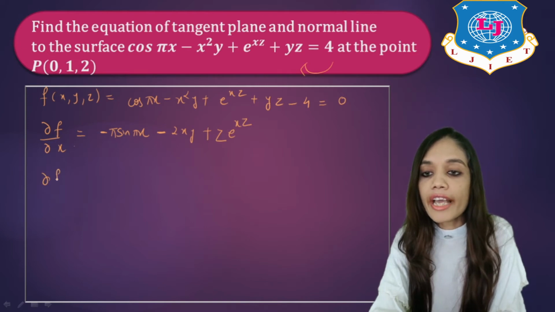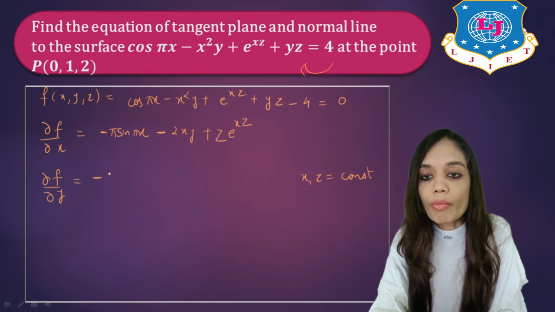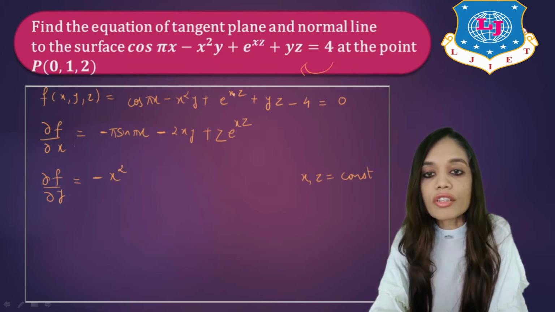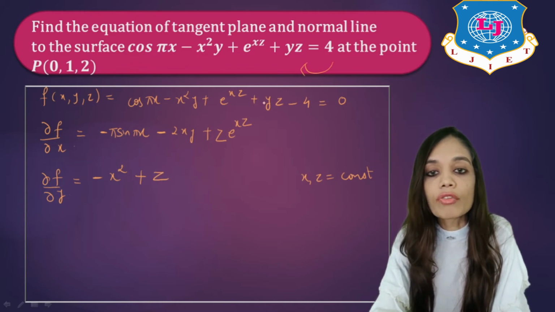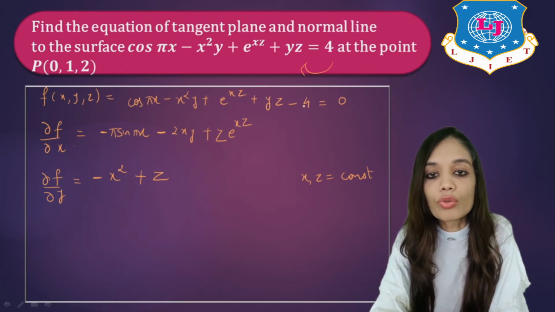Right? Now let us find del f by del y. Now you will keep what constant? x and z as constant. So keeping x and z constant, find the derivative. So here it will be equal to 0. So this will be equal to minus x square because the derivative of y will be 1. Again these two are constant, x and z. Therefore again the derivative will be equal to 0, plus, now here z is constant and the derivative of y will be equal to 1. And again this is constant, so the derivative will be equal to 0.